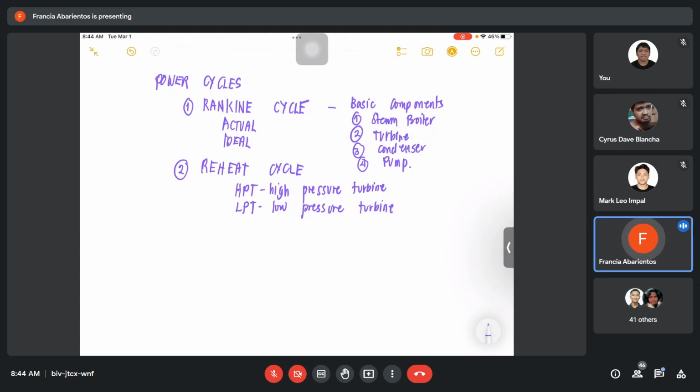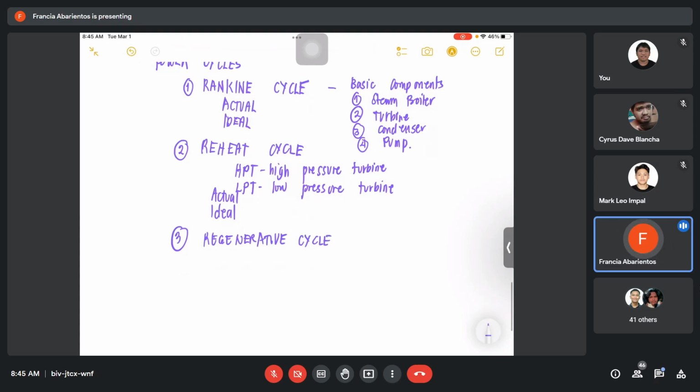Meron ding actual pa rin to, class, in the ideal reheat cycle. And yung pangatlong power cycle na dapat nating malaman is the regenerative cycle. Okay. Merong actual and ideal din to. Anong mangyayari dito sa regenerative cycle? So, actually class, dito pala sa reheat cycle, we have also yung so-called na reheater. Kaya nga reheat siya. Okay?